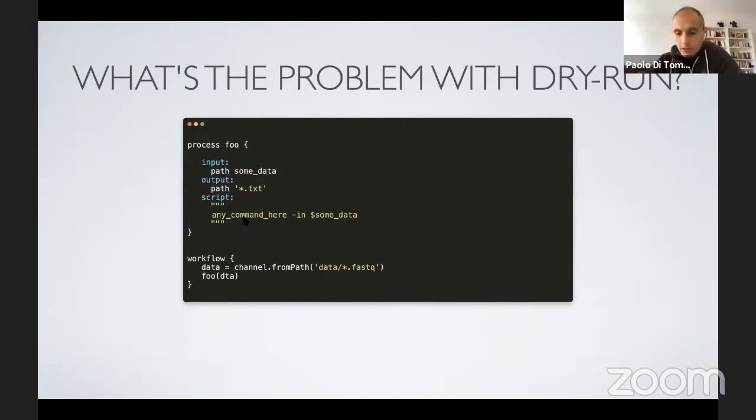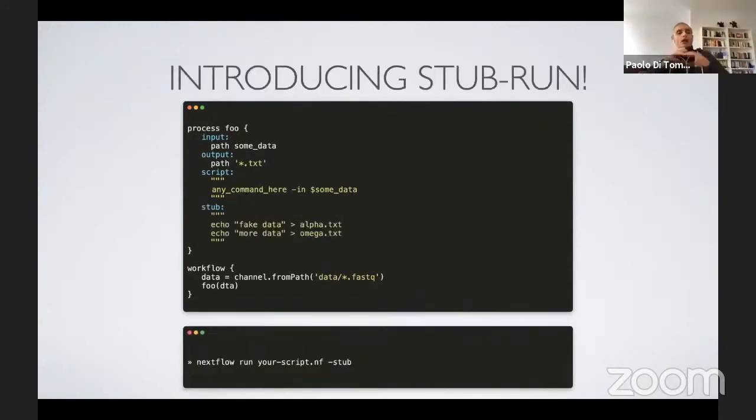But how to simulate something similar? The idea was to add another definition that we call stub. Stub is a piece of code that needs to simulate the execution of the real task, so you can create a fake task execution. You can create this for one task or all tasks in your pipeline. When you want to simulate the execution of the workflow, you can use the option -stub or -stub-run, and what Nextflow does is replace the real script execution with the stub script. This is a kind of trick, and it's very powerful.